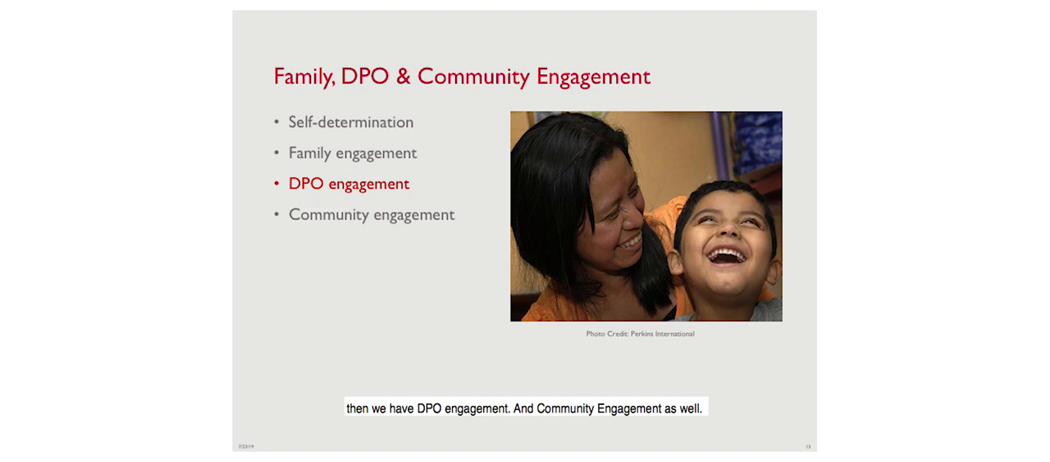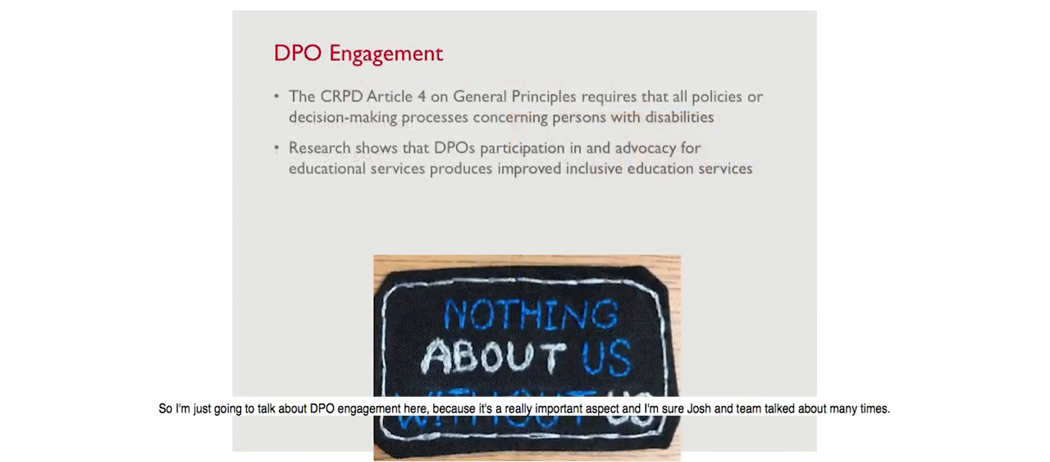Then we have DPO engagement and community engagement as well. So I'm just going to talk about DPO engagement here because I think it's a really important aspect that I'm sure Josh and the team have talked about many times. One article in the CRPD is that persons with disabilities need to be brought in on all projects related to persons with disabilities. But I actually think they need to be brought in for all projects because they have a valuable voice. So that means bringing them into the design, bringing them in as participants, as well as evaluation.